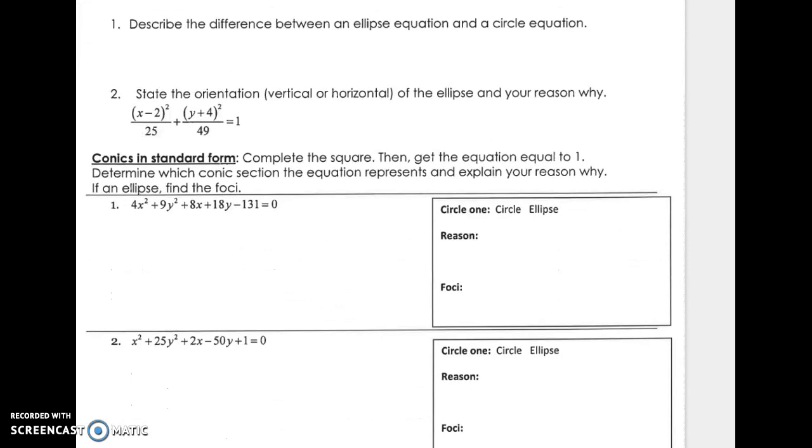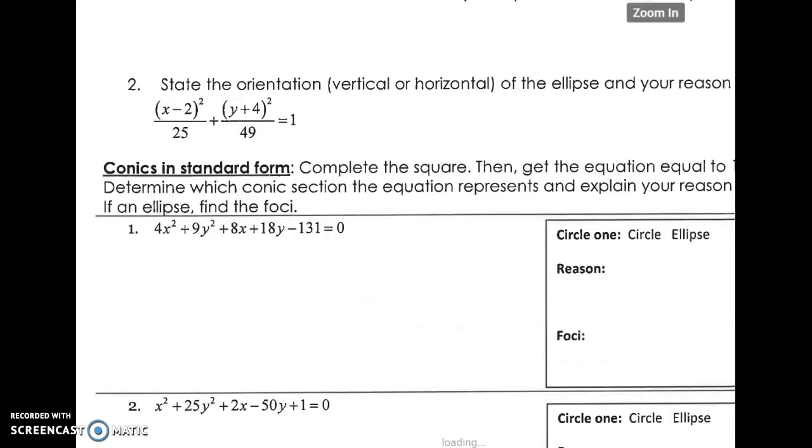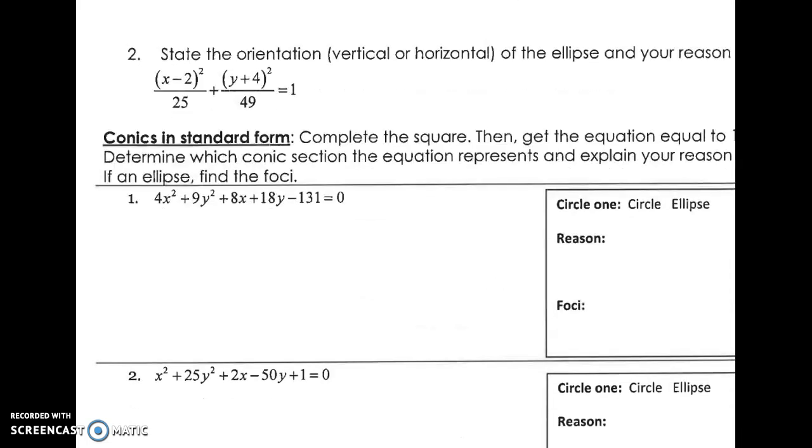So number 1, we're going to do the same process that we did for a circle, but this time we need to be a little bit more careful. And I'm going to see if I can zoom in a little bit. Here we go. So what I mean by being careful is we have numbers in front of the x squared and the y squared term, so we're going to have to watch out for that. We're going to group together the x's like we did before, and we'll group together the y's like we did before.